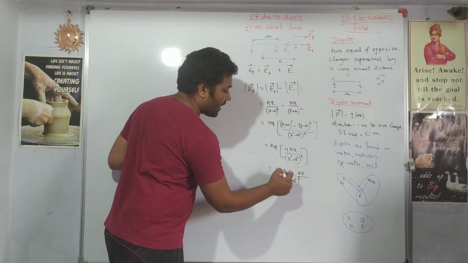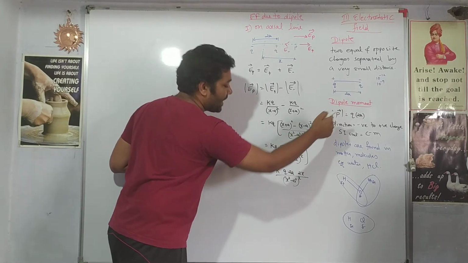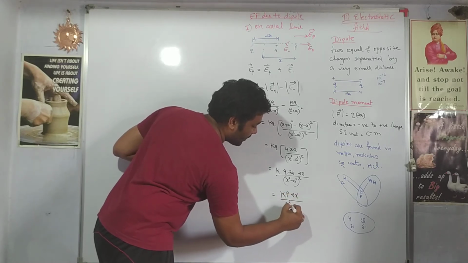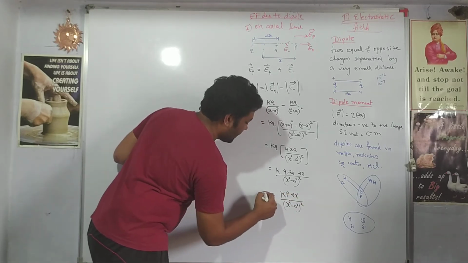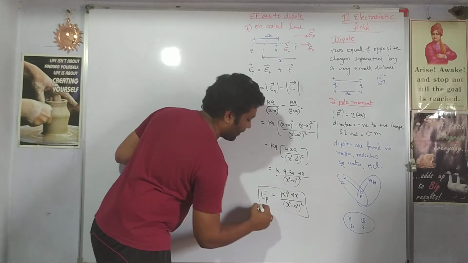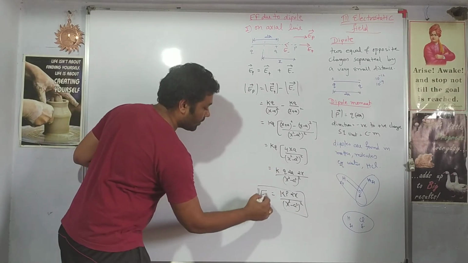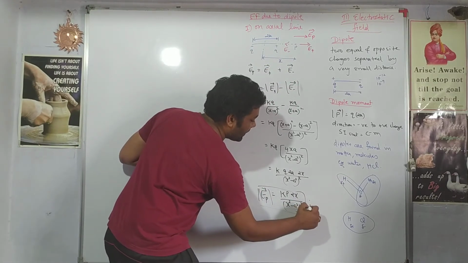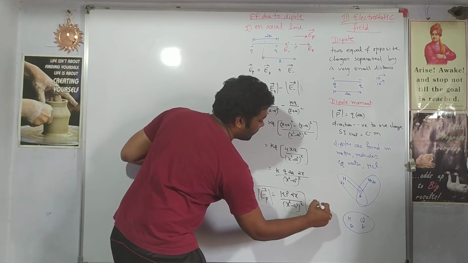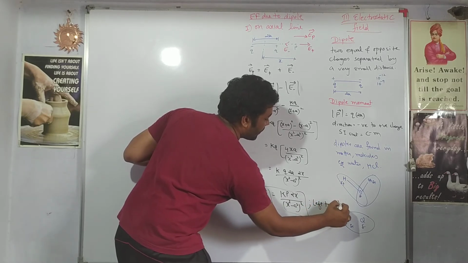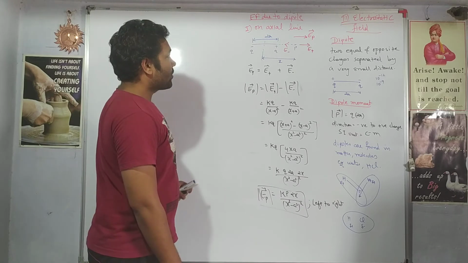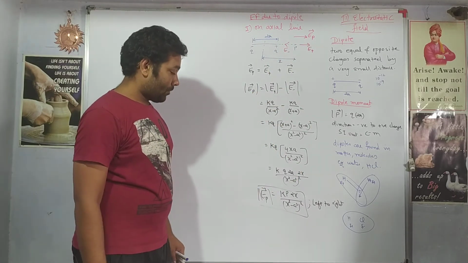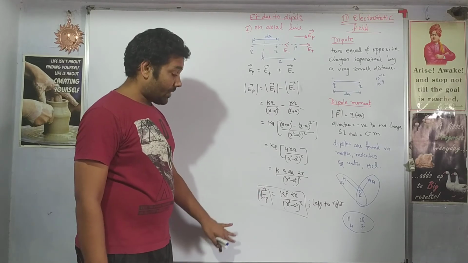Why have I done this? I want to replace this term by P, the dipole moment. So that will be K P 2X by (X square minus A square) whole square. This is the magnitude of the electric field at point P. And what will be the direction? In direction you can write in words that the direction is from left to right. This equation can be further simplified with an assumption.